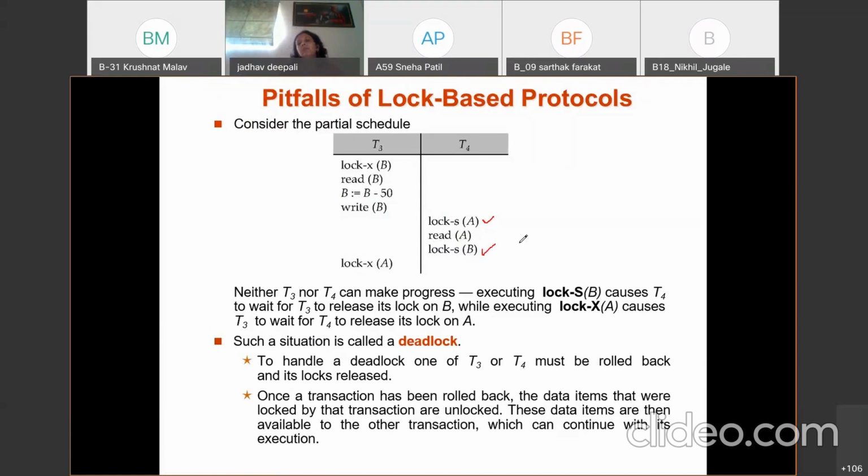Whether it is allowed? See, once again, I am repeating. T3 starts with a lock on data item B, requesting an exclusive lock. It is allowed, because no other transaction is using that data item. Then T4 started execution and requested a shared lock on data item A, and it is allowed, because no other transaction is using A. Now T4 requests a shared lock on data item B. Is it allowed here? Yes or no? Not allowed. Why? Because B is already locked by transaction T3 in exclusive mode, which is incompatible with the shared mode. And that's why this lock is not granted here.